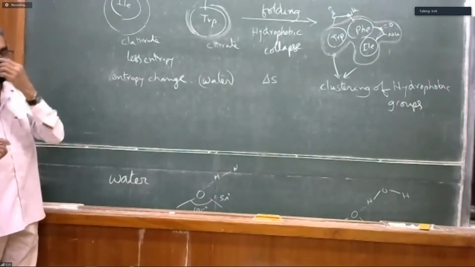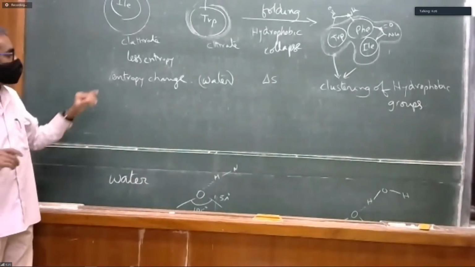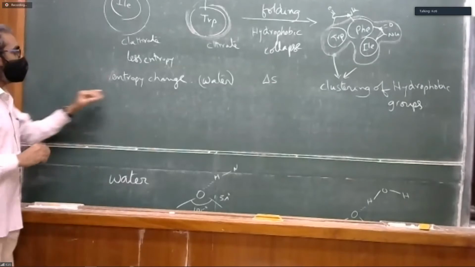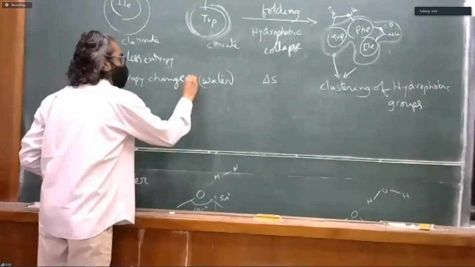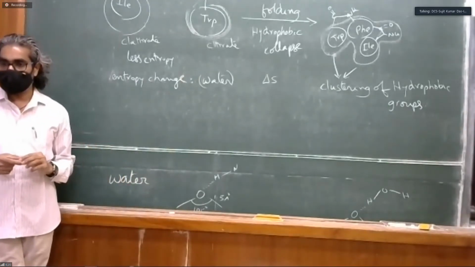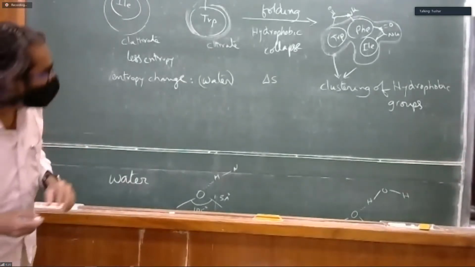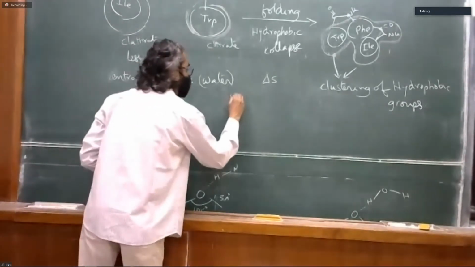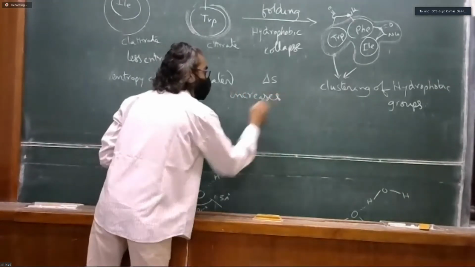In this process, what's happening? You have to think from the perspective of different chemical entities. First, water: the entropy change of water. Is the entropy of water increasing or decreasing in this process? It increases in this process, sorry. Entropy increases. So is it a favorable process or not? Thermodynamically favorable.